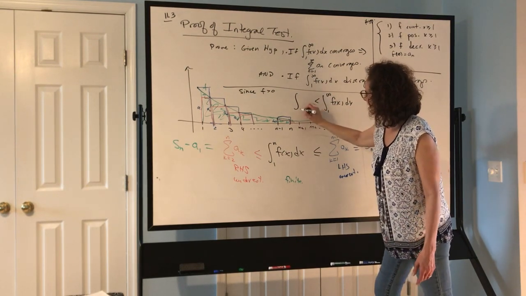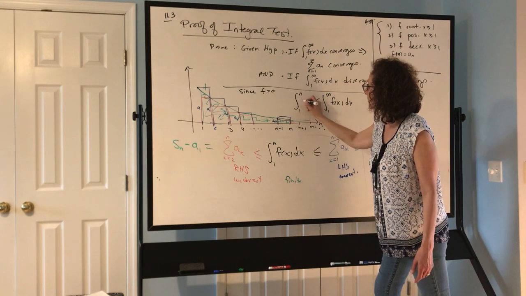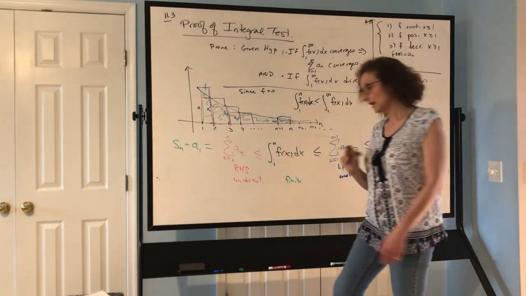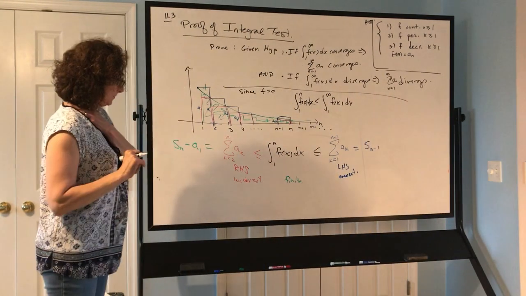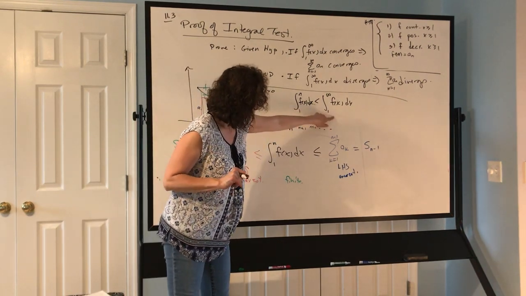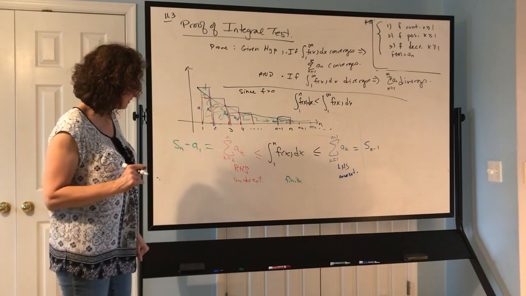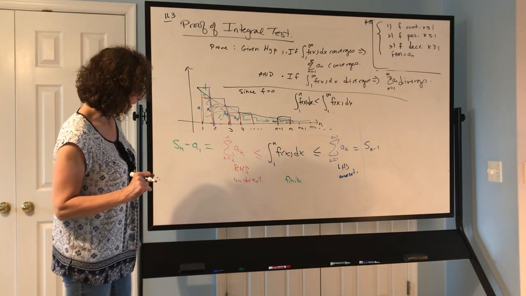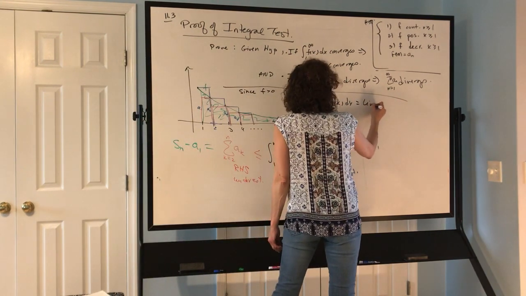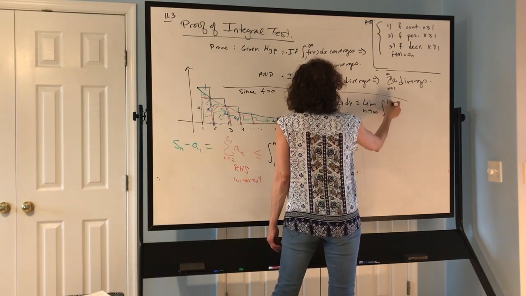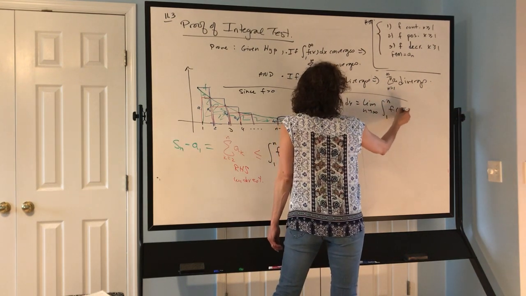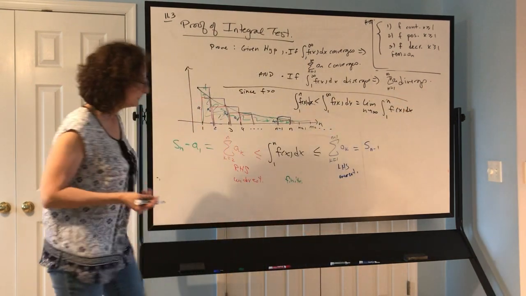So we've got this truth, that this is bigger than that. What is this? This is the limit as n goes to infinity of the integral from 1 to n of f of x dx.